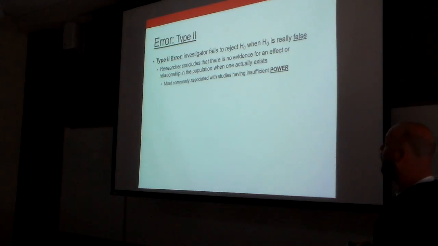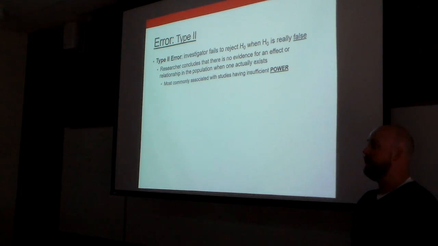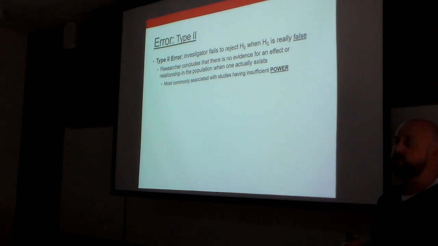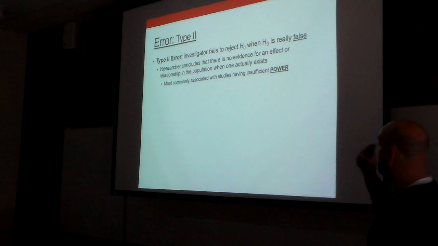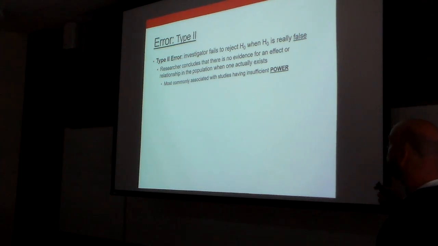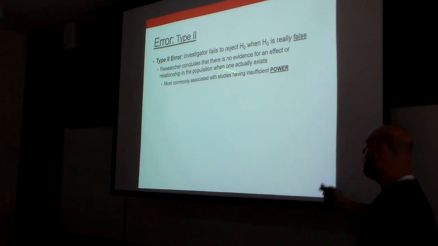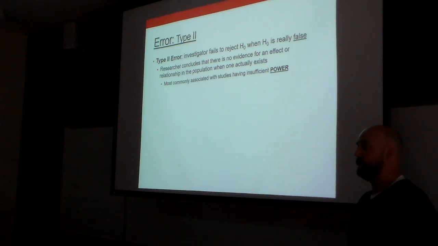All right, type 2 error. This is when we fail to reject the null hypothesis when the null hypothesis is actually false, right? The actual population value isn't equal to the reference value. It really is different, right? But we don't have enough data to claim an effect, and so we fail to reject the null even when the null is not actually correct, okay? Here we're saying that there's no evidence, or we don't have sufficient evidence, for an effect or a relationship in the population when there is one. This is associated with insufficient power, okay?